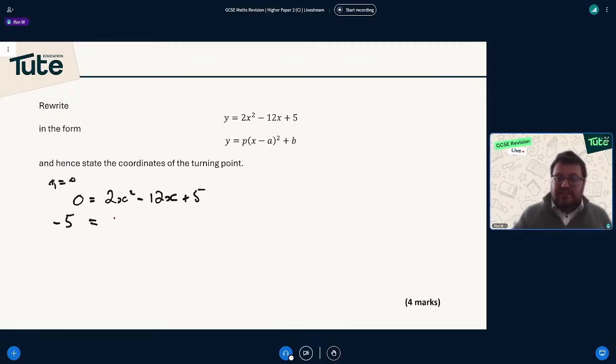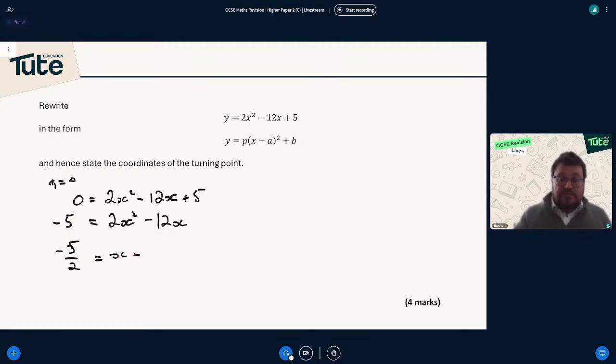Why? Because I can't divide through by 2. I don't like this. It's a bit awkward. I can't divide through by 2 nicely there. So I'm going to get rid of it by moving it to the other side, doing the inverse. What I'm going to do now is divide through by 2. So 5 over 2, negative 5 over 2 there.